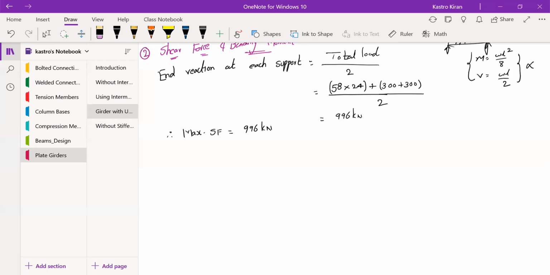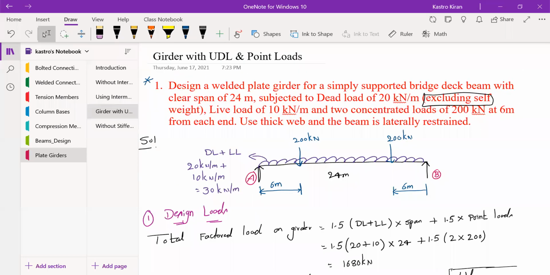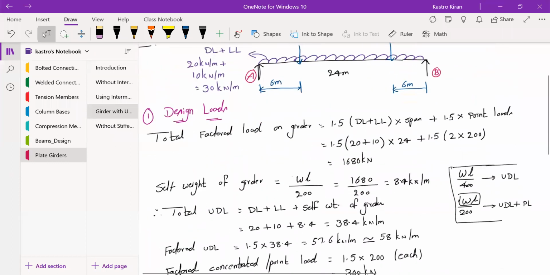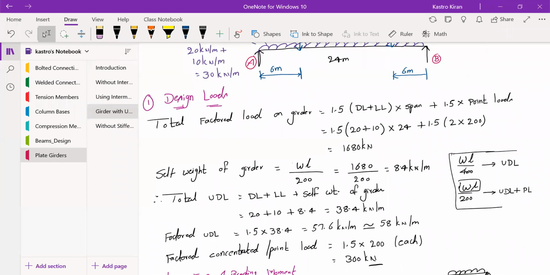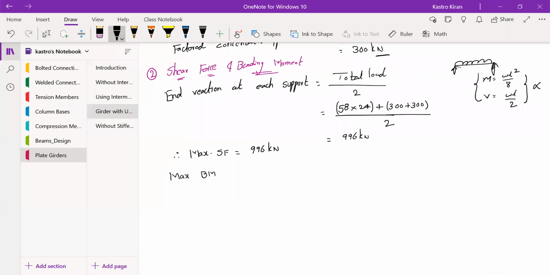Now let's calculate the maximum bending moment as well. The question is, you have different points on the member, so where exactly does the maximum bending moment occur? It is always said that the maximum bending moment occurs at the center of the span. You know this. Now let's redraw the diagram and then I'll talk about how to solve.